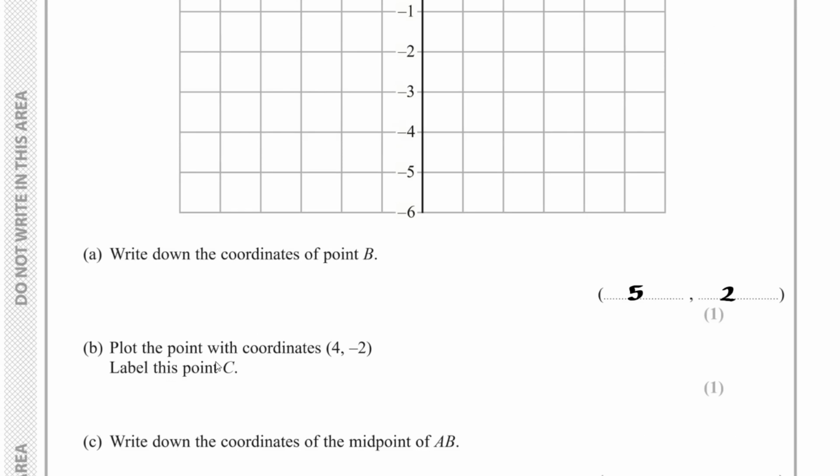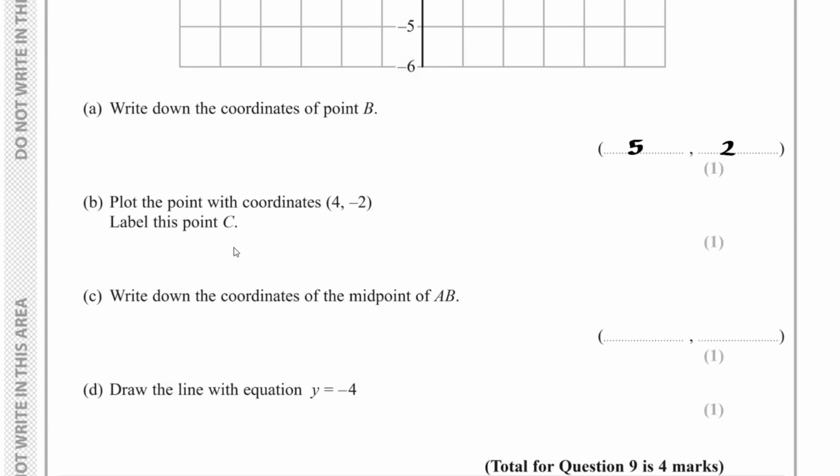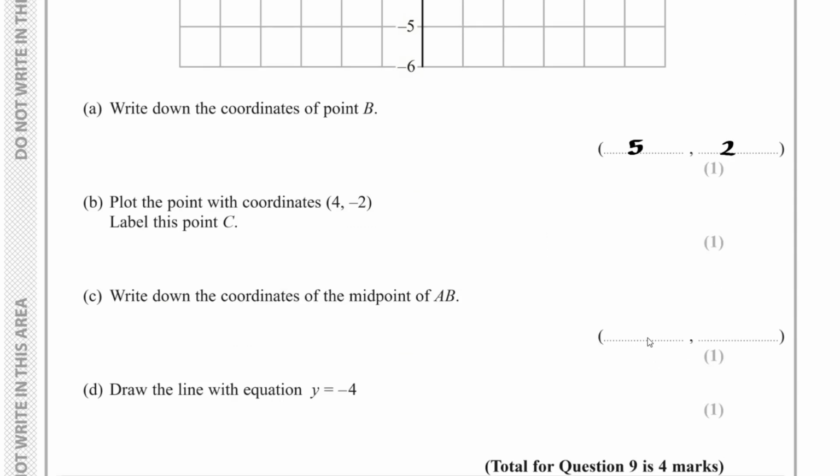Part B, we have to plot the point with coordinates 4, -2, and label this point C. So we have 4 across, 2 down. The point C will go here. Part C, we have to write down the coordinates of the midpoint of AB. Here is AB. The midpoint will be 1 across and 3 up, as shown here. So we have 1, 3.